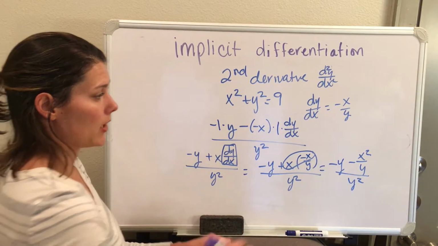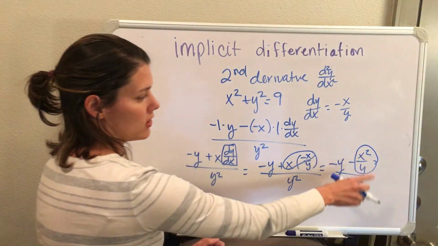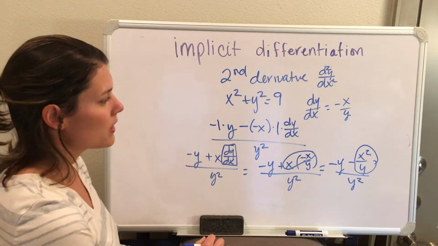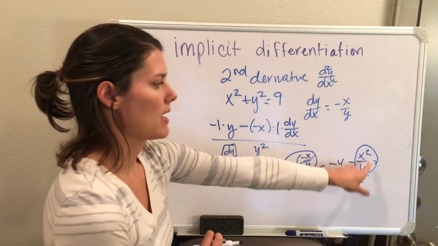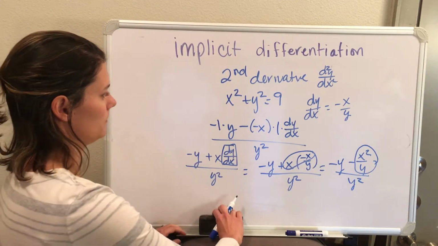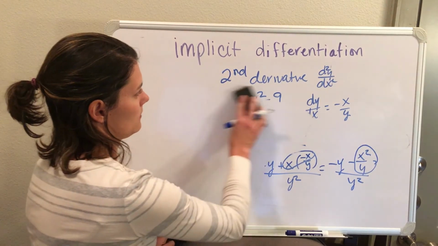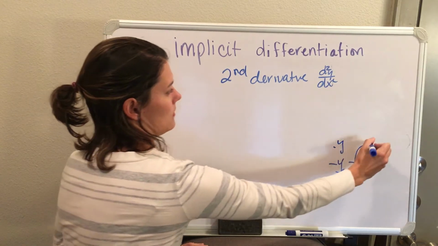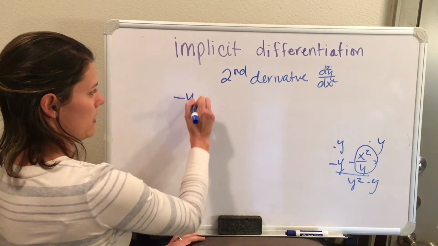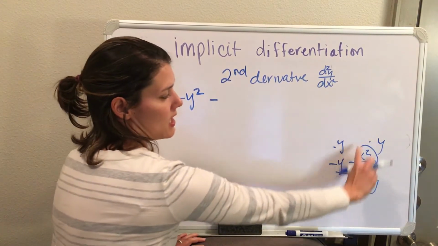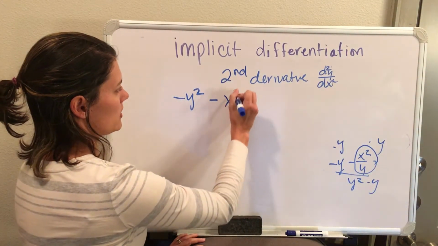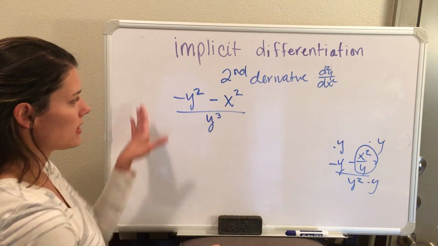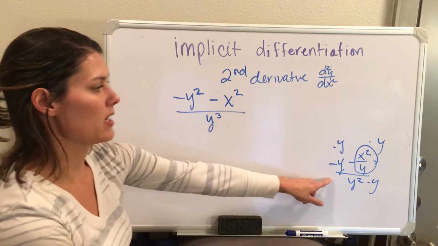Now what I'm going to do from here is, we don't usually like seeing a fraction within a fraction. So I want to get rid of this denominator to make it look a little bit nicer. To get rid of this denominator, I'm going to multiply every single term by y. So this times y will be negative y squared. This times y, the y's cancel, and I'm left with just x squared. And then y squared times y is y cubed. So you can see it looks a lot better than this form right here.